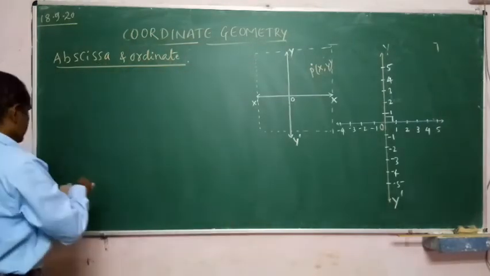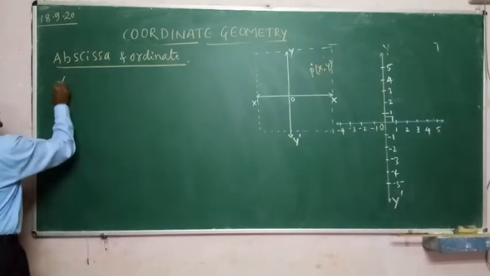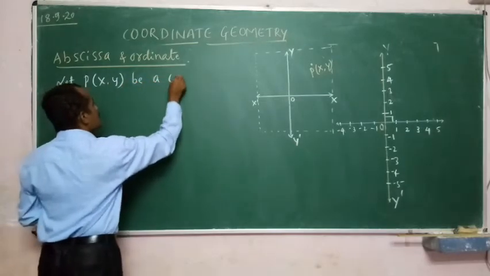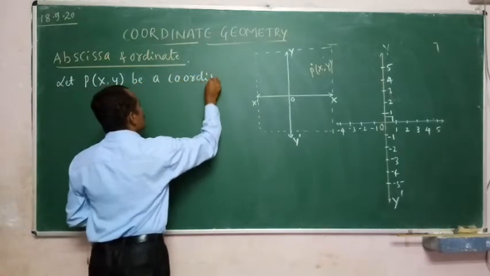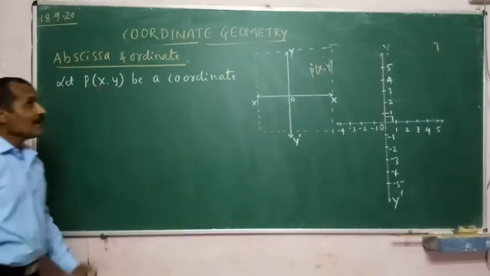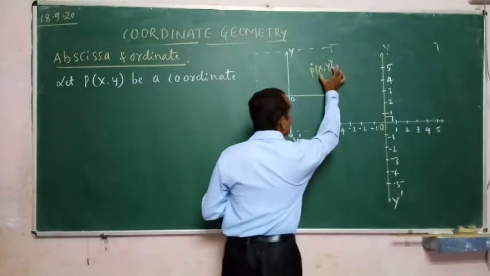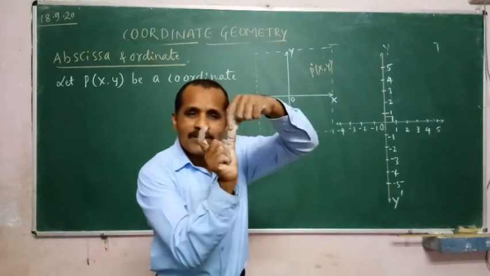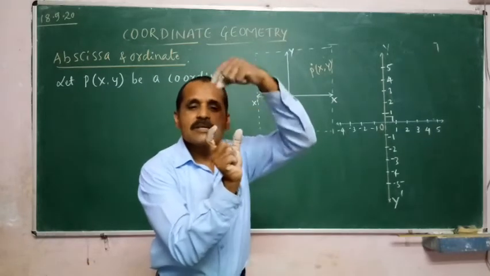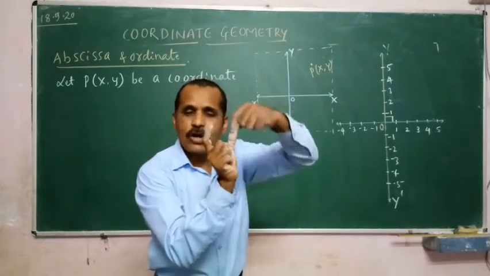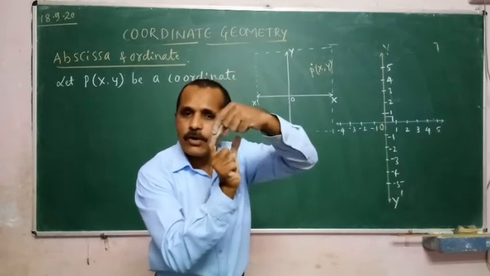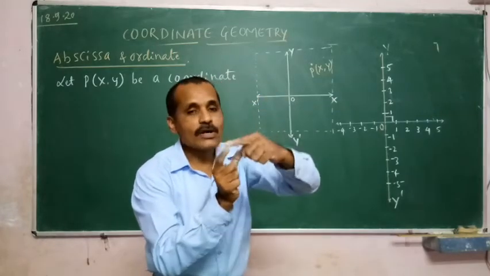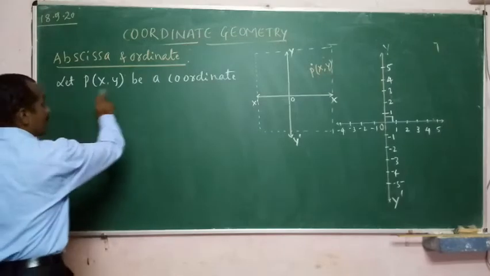Okay, I will write. Let P(x, y) be a coordinate. Whenever we write in a bracket, we call it a coordinate. This coordinate has two parts. The first number refers to the x value, the second number refers to the y value. First is called the x coordinate, second is called the y coordinate. The x coordinate is also called abscissa, the y coordinate is also called ordinate.